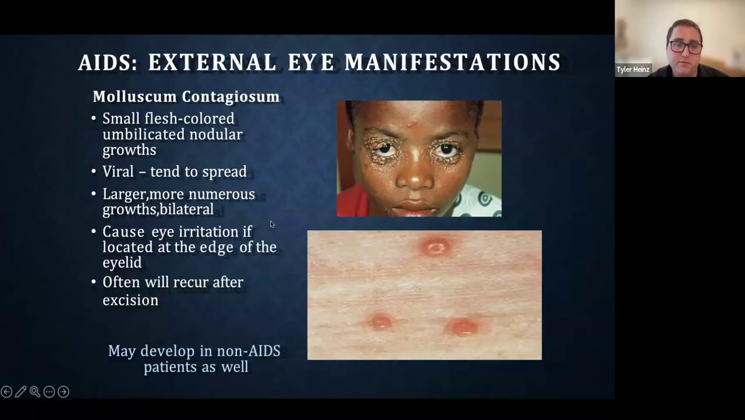These are viral, they tend to spread around, they can be contagious to other people. So you, of course, want to make sure you're getting this under control as quick as you can. Larger, more numerous growths, again, they can be bilateral, and of course, they can cause eye irritation. So if they're located at the edge of the eyelid, again, mass effect, just like we talked about on the last slide, being on the edge of the eyelid, that can cause irritation to the surface of the eye, incomplete lid closure, and a whole slew of other things, aside from, of course, the disfiguring type of look. Now, this, of course, can develop in non-AIDS patients as well, but again, your AIDS patients are going to be more at risk because they're immunocompromised.